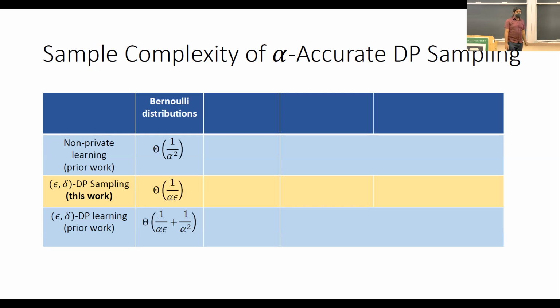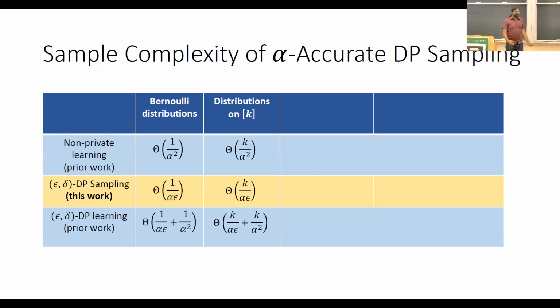We just started with Bernoulli distributions, and it's well known, for at least 100 years now, that the non-private learning sample complexity of this task is about 1 over alpha squared for alpha-accurate learning. And the cost of privacy, the extra term that you need for private learning, is this 1 over alpha epsilon term. And in our work, we found that this was completely explained by the cost of private sampling. So the sample complexity of alpha-accurate private sampling for Bernoulli distributions is 1 over alpha epsilon, where epsilon is a privacy parameter. And then we considered various generalizations of Bernoulli distributions.